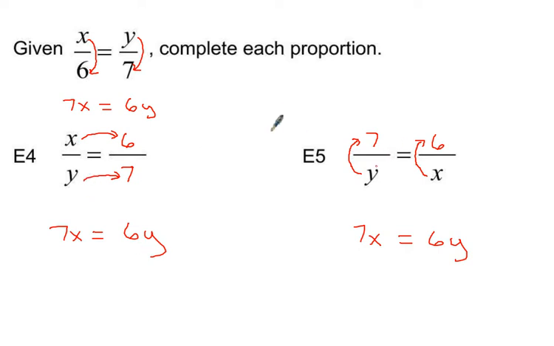Same thing on this one. That y, look, the connection's right here. The y is connected to the 7, so y gets connected to the 7. The x gets connected to the 6. And if we cross multiply that, we would again get the cross products that are 7 times x, which is 7x. 6 times y is going to give you 6y over here. So just understand that a proportion can be rotated in different ways as long as you keep the relationship between the numbers the same. There are different ways to write the proportion and still be true.